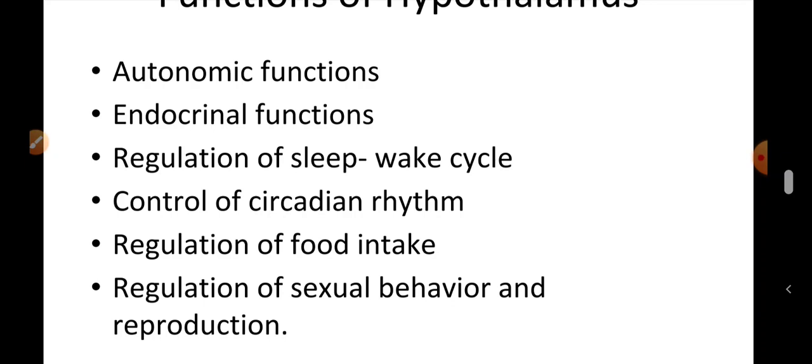Mainly here, the function of the paraventricular nucleus of the hypothalamus causes its cells to secrete the hormone oxytocin. Oxytocin increases the contractility of the uterus. It also contracts the myoepithelial cells that surround the alveoli of the breast and causes milk ejection.